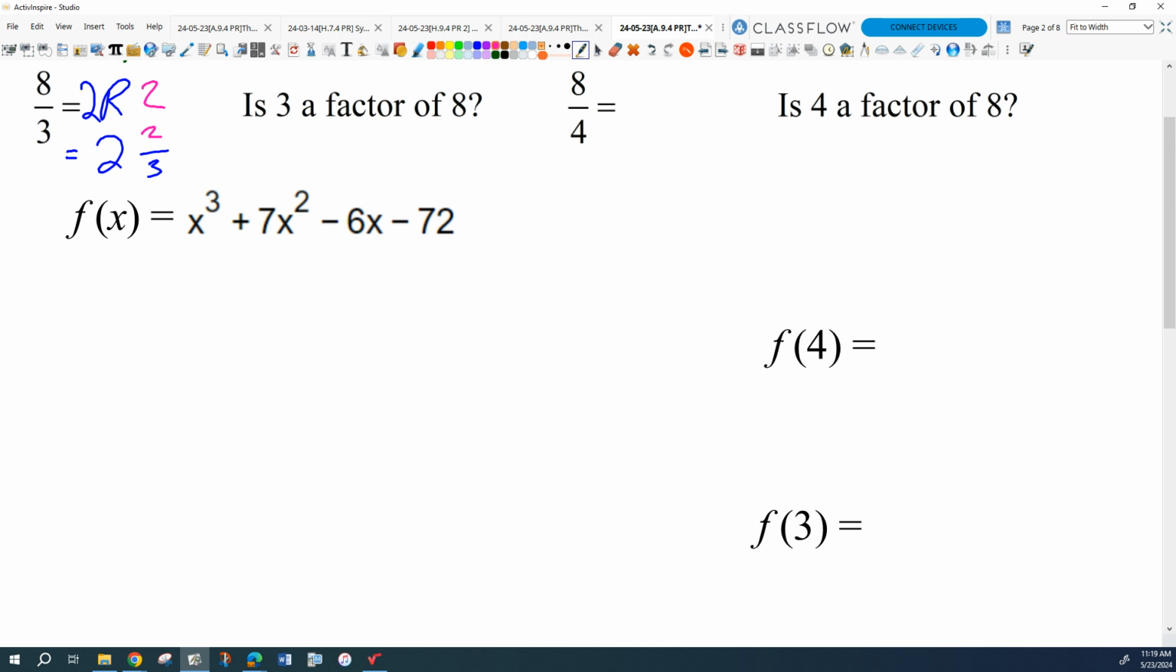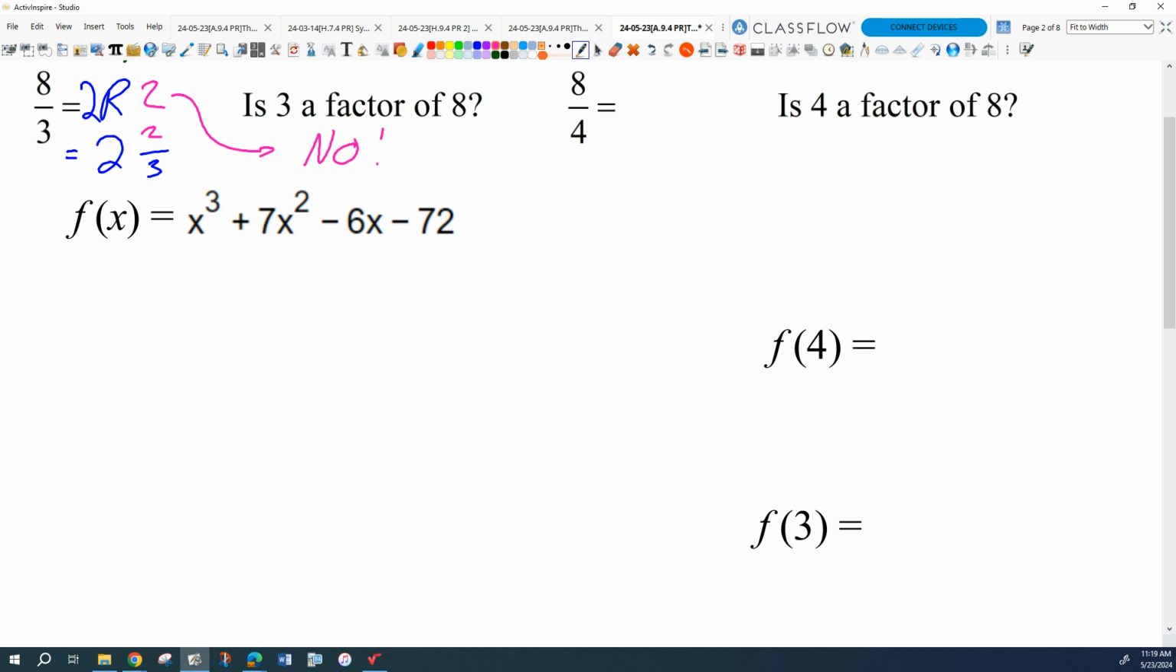So is 3 a factor of 8? No, it's not. How do you know? It doesn't go into 8 evenly, which means it has a remainder. So because it has a remainder, r equals 2, the answer is no.